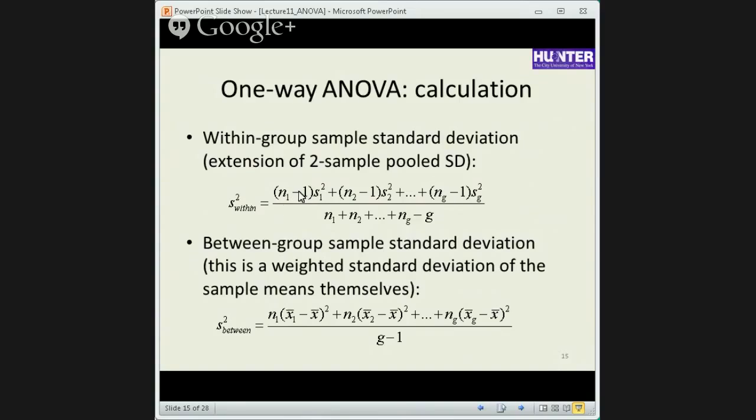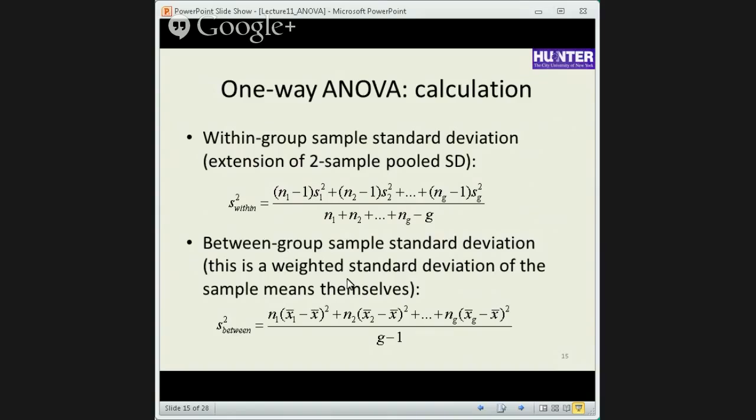So this is the degrees of freedom for group 1 and the degrees of freedom for group 2. So all it works out to be is you multiply each S squared, the variance, by the degrees of freedom for that group, add these up, divide by the total number of degrees of freedom within groups, which is N1 minus 1 plus N2 minus 1 plus N3 minus 1, which just turns out to be the sum of them minus the total number of groups.